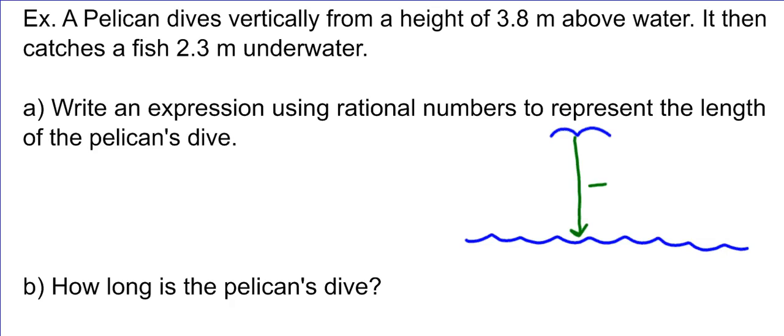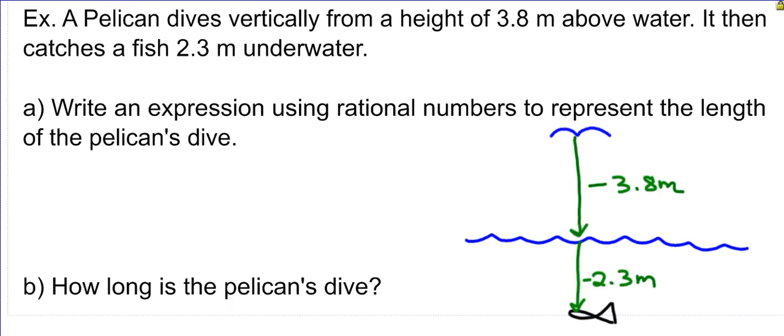So I'm going to use negative to show that he's going down 3.8 meters. And then he hits the water line. He then catches a fish that is 2.3 meters underneath the water. So I'm going to draw a fish, and the pelican, well, I guess I've got to move the fish over so the pelican can catch it. There. So then the pelican dives another 2.3 meters, and he's diving down, so we're going to use a negative, and then he eats the fish, and then I assume he swims back up.